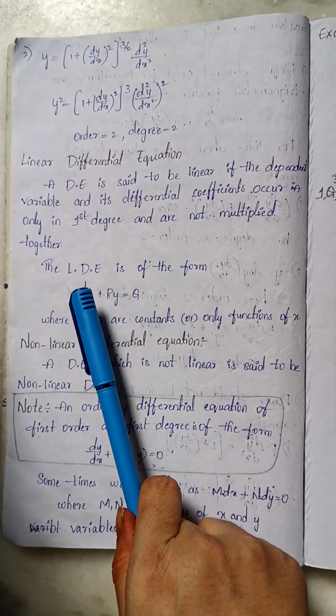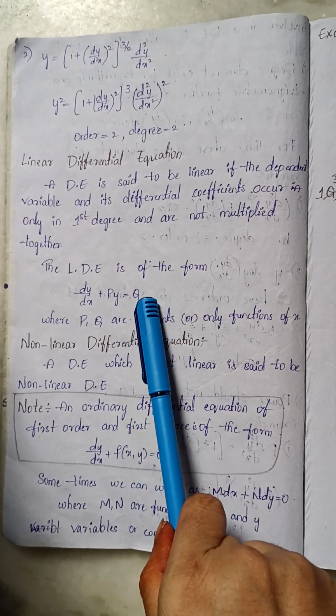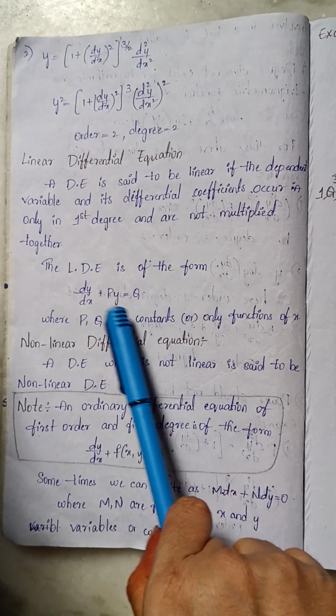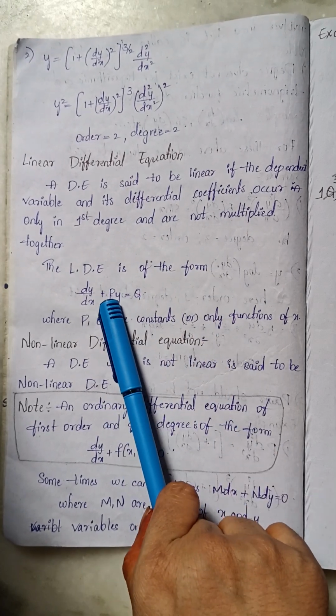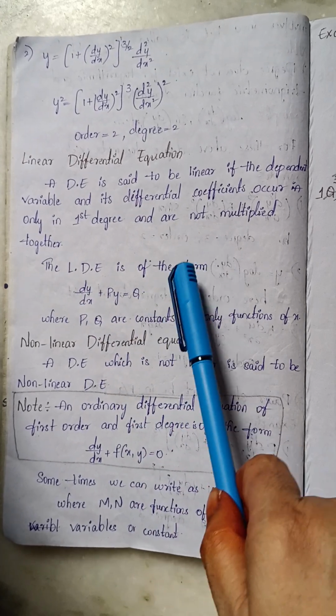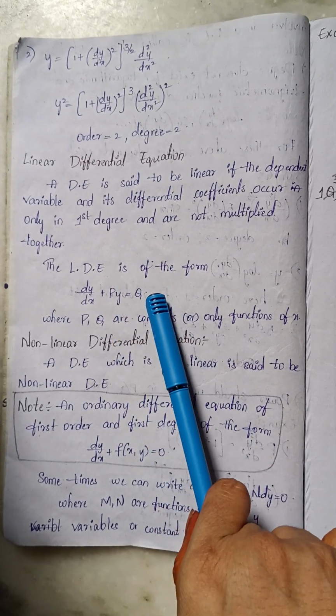So degree is 1, then only we can say it is a linear differential equation. And the general form of linear differential equation is dy by dx plus py equal to q, where p and q are either constants or only functions in x. That means instead of p and q you can take sin x, log x, e power x, or 2, 3, whatever it is, but it should not contain y. It only contains x or constants.